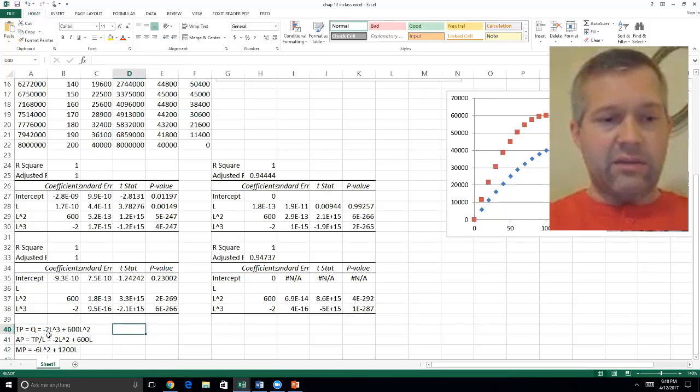So I take this equation here and divide each of the terms by L. I had -2 L cubed. Divide that by L gives me -2 L squared. Plus 600 L squared, divide that by L gives me plus 600 L. When I want to get the marginal product, I just take the derivative of the total product equation with respect to L. So the 3 gets multiplied out front, so I get a -6 L squared. The 2 multiplies in front of the 600, so plus 1200 times L.